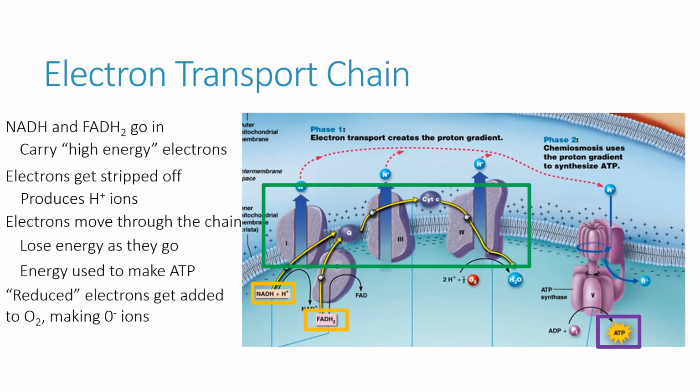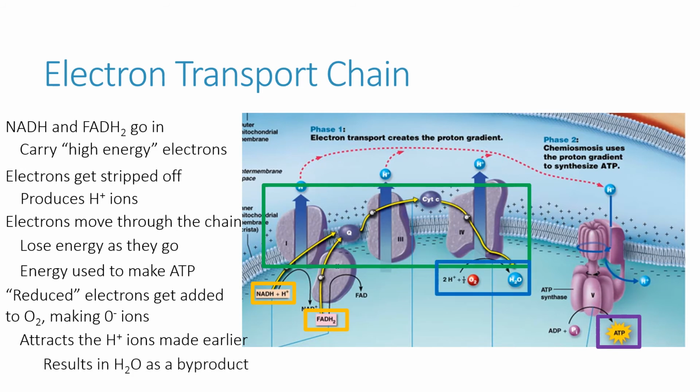But now that we've split this oxygen and made these negatively charged ions, they attract the positively charged H+ ions that were produced earlier on in the electron transport chain, which results in water also being a byproduct of the cellular respiration process. We've broken down glucose, and we've made carbon dioxide in the citric acid cycle. We've used oxygen and made water during the electron transport chain.